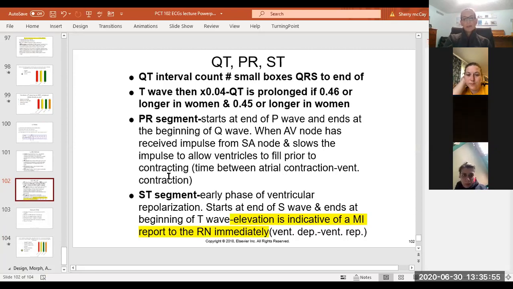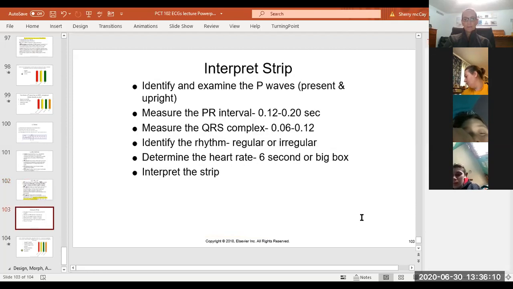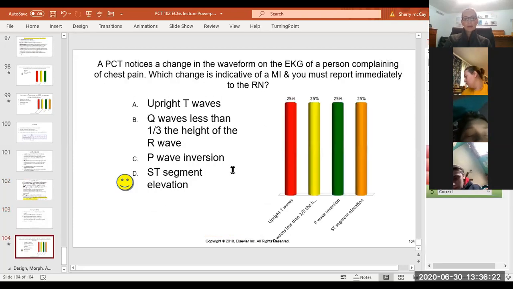We do want to know that ST elevation is indicative of an MI, okay? If you see an elevation of ST, it could mean that the person has had a heart attack. We went through this to interpret a strip. You want to make sure that there's a P wave and it's upright. And all this other stuff we're not going to worry about because the machine does it for you. Here's that question. I think we've already had this on a test. On the EKG, if you see an ST segment elevation, that could be indicative of an MI, and you must report it to the nurse right away.